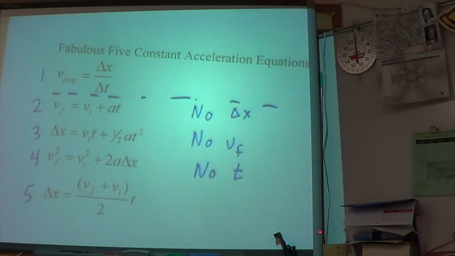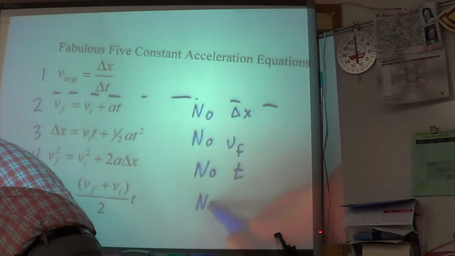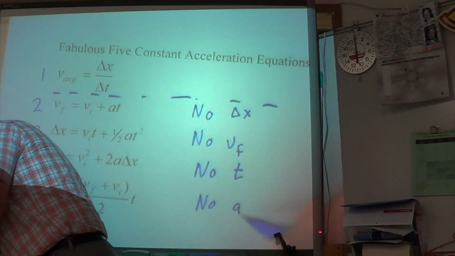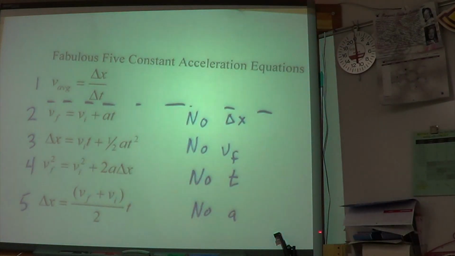And then last, equation number 5, delta x, vf, vi, t, there is no acceleration listed. Okay. So the combination of knowing what variables are missing, using your units to identify what variables we'll put those numbers in, should kind of help us get these problems set up.